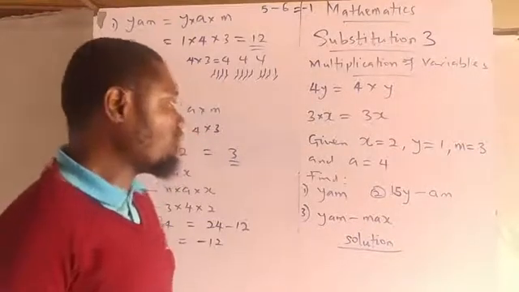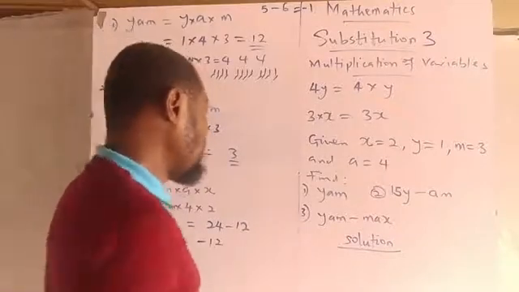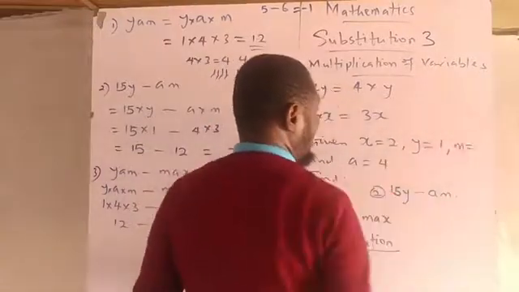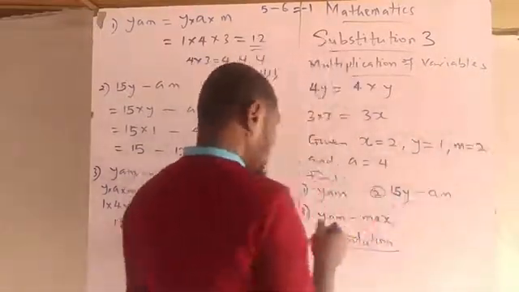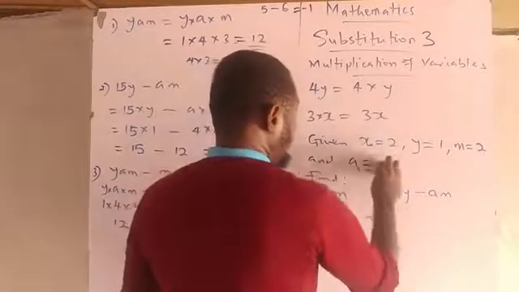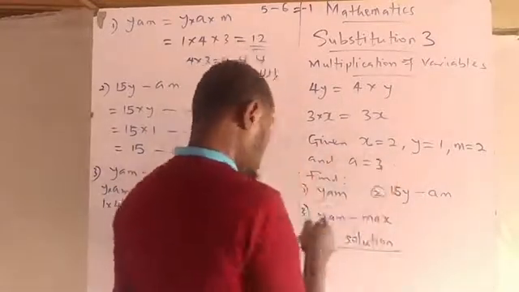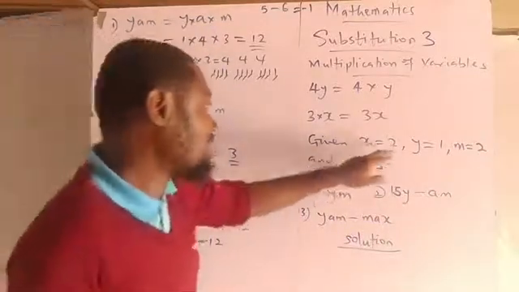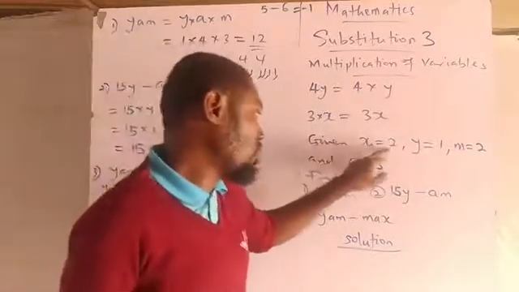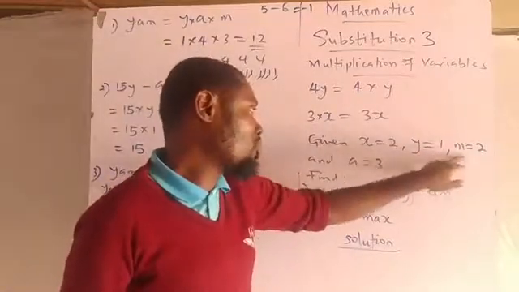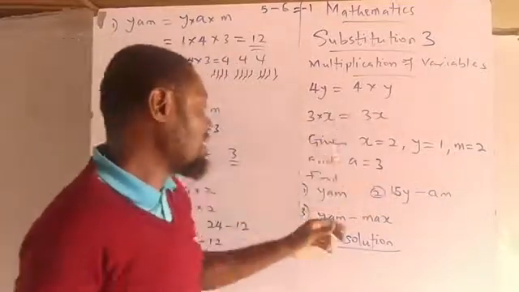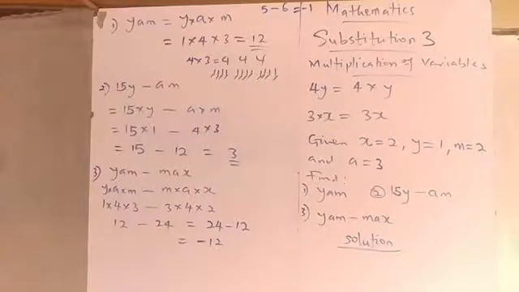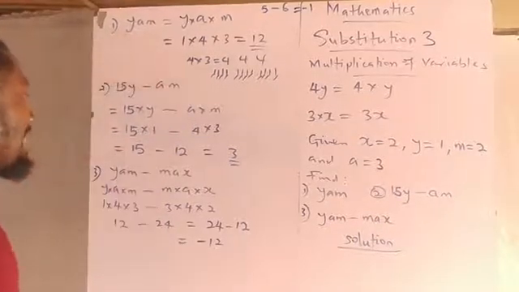Now, you are going to do this for me. I'm going to change these numbers, and you put the right answers in your own case. X is 2, y is 1, m is 2, and a is 3. Use these numbers to do this problem for me and get the right answers. Follow my example that I have on the board.